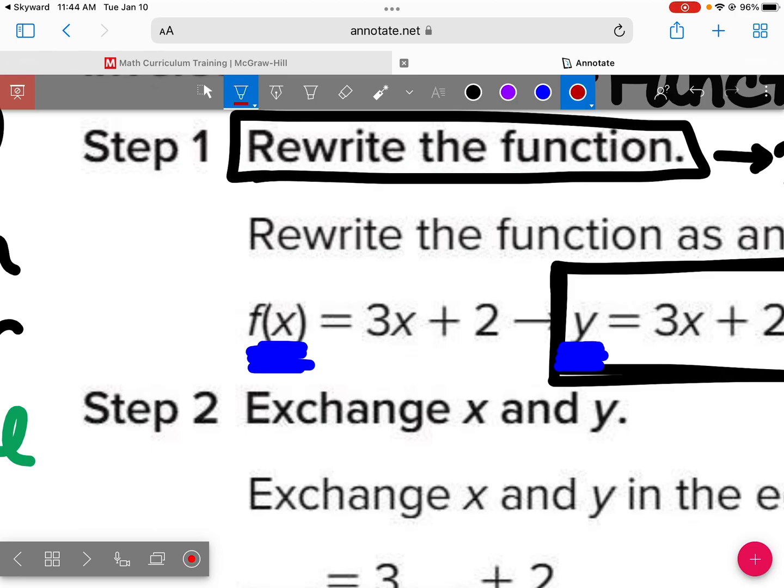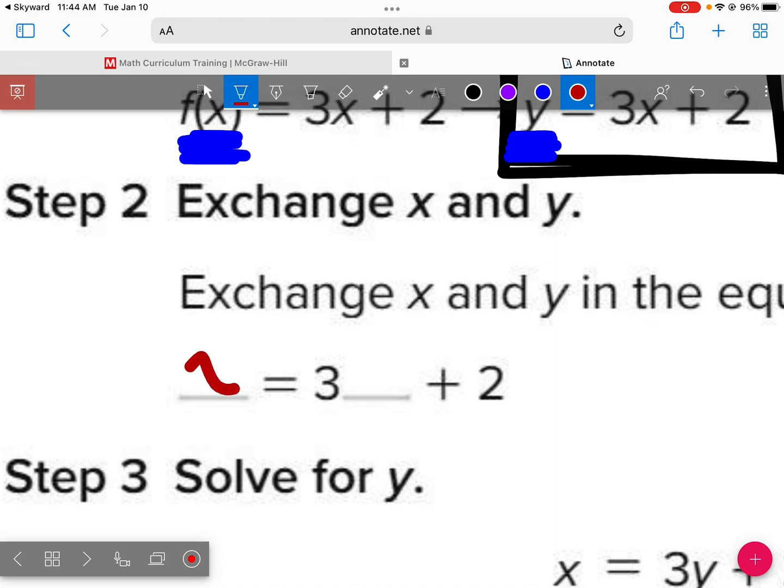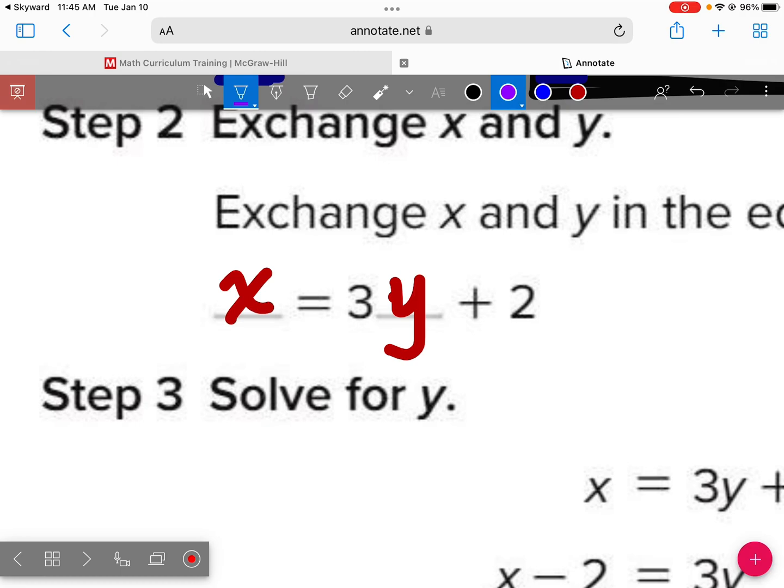So instead of y equals, I'm going to see what equals? X equals. Yes, x equals 3 what? 3y plus 2. X equals 3y plus 2. Take the x and the y and switch them. First thing you have to do is make sure you can see y in the equation. Then we take the x and the y and we switch places. Then we're going to solve for y.